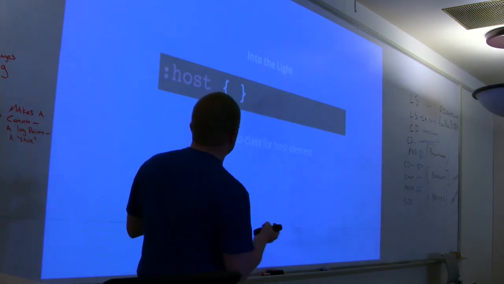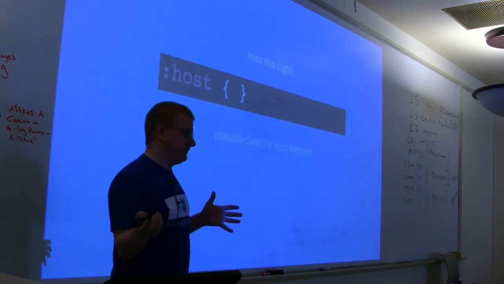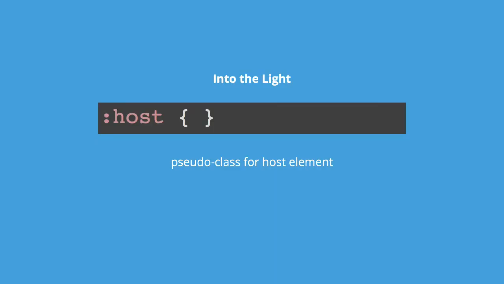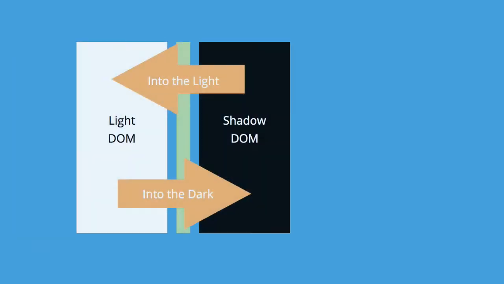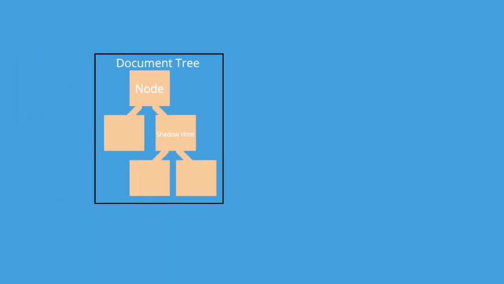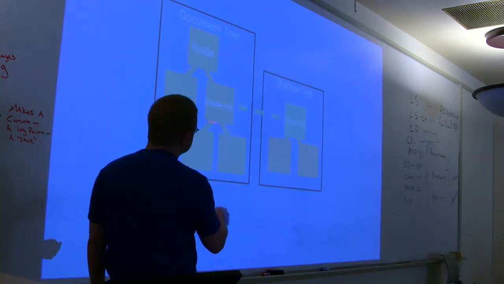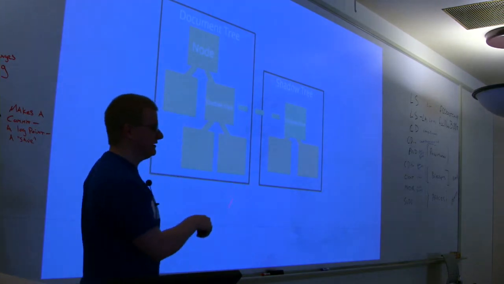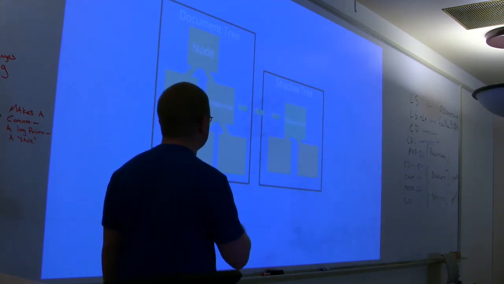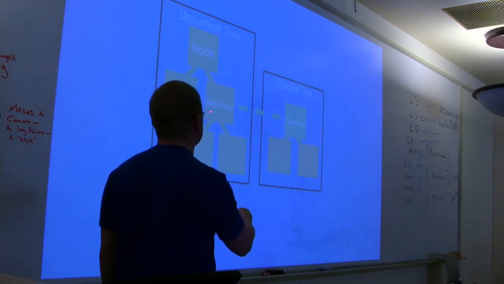We're in our shadow DOM, but we want to select that host node. We have a pseudo class for that host element. Colon host, this is CSS, colon host, curly brackets, and we can do our styles here like normal CSS. Now, again here, remember this, right? Our shadow host is just hosting our shadow tree, so that's still in the light DOM. So if you want to style that host, you need to go from the shadow tree into the light.